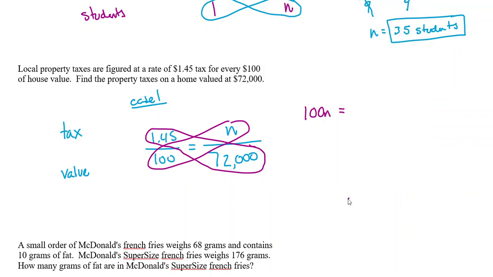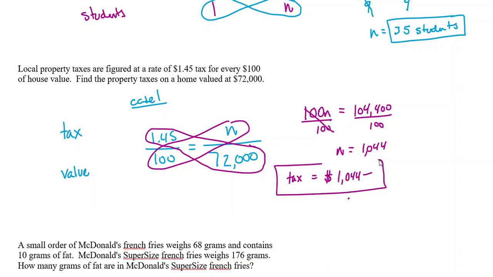So let's see, it's 104,400, and then we'll just divide by the 100 next to the n, and n equals 1044, and now we remember that this is the property tax, and the tax is $1,044. So we're going to give our answer in words rather than with the variable.